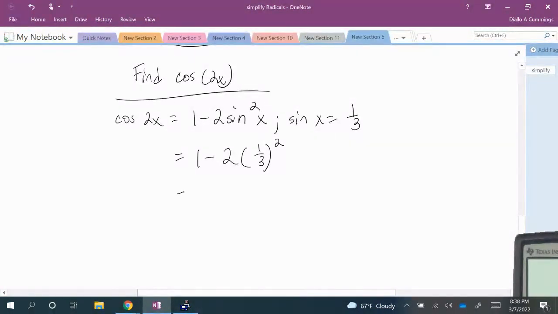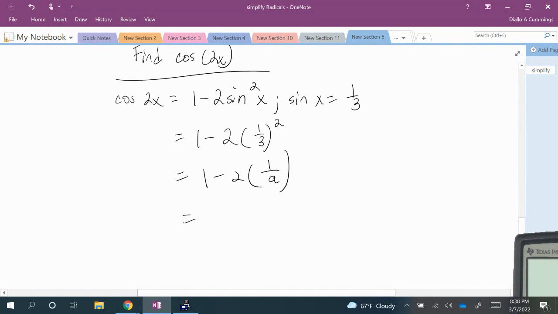All right, so remember the order of operations: Please Excuse My Dear Aunt Sally. We want to do what's in the innermost parentheses, which we don't have. The next thing we're going to do is evaluate exponents. So I have 1/3 quantity squared. So I want to square the numerator. 1 squared is 1. I want to square the denominator. 3 squared is 9.